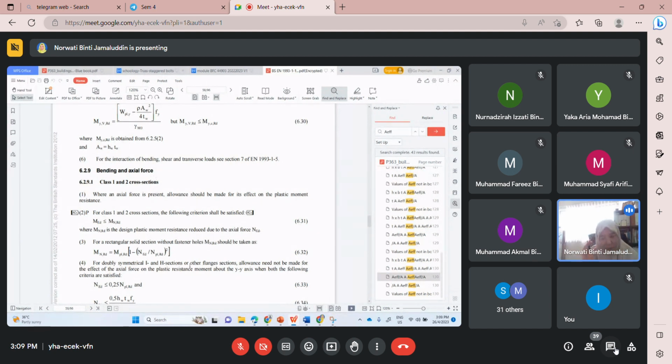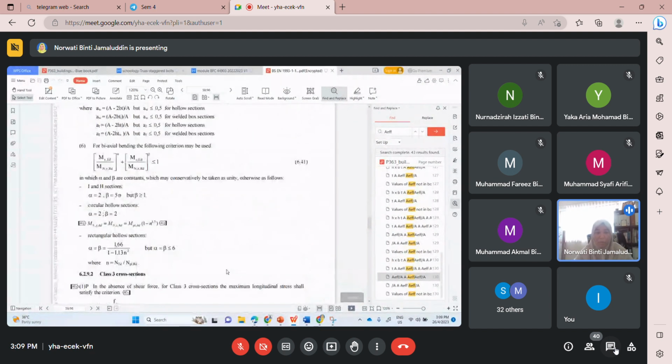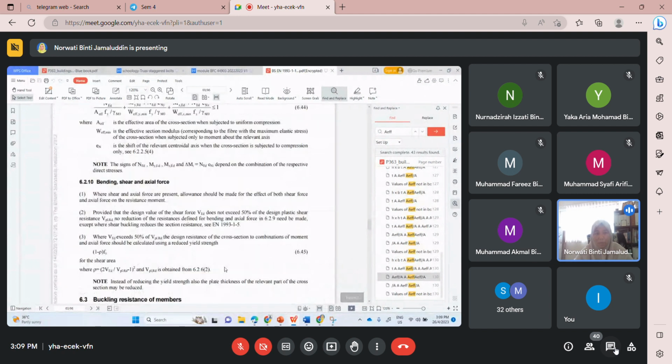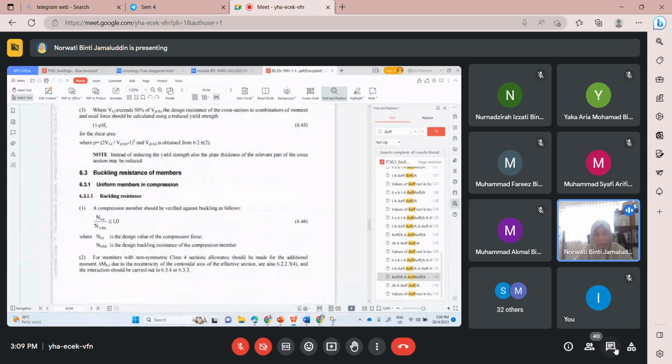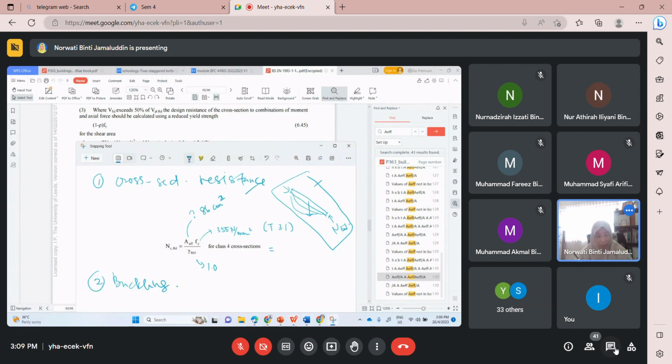Okay. But first you need to know what type of force that the structure will support. Okay, 6.3. Okay, 6.3 is about buckling resistance. So remember that the element that we try to solve here is a truss element.